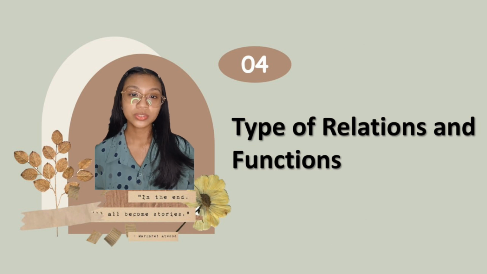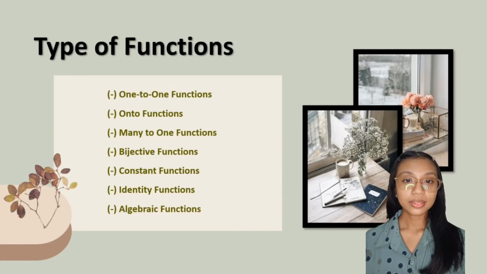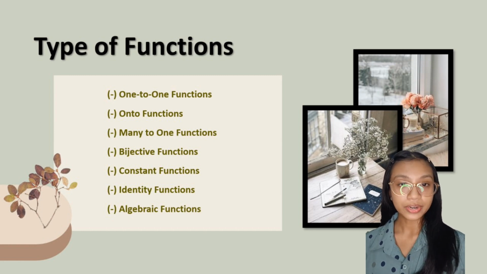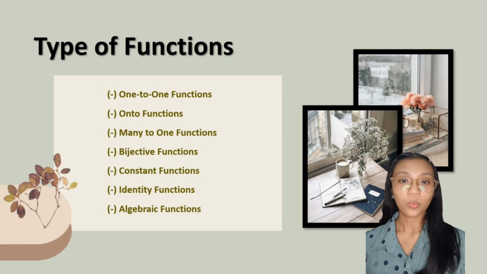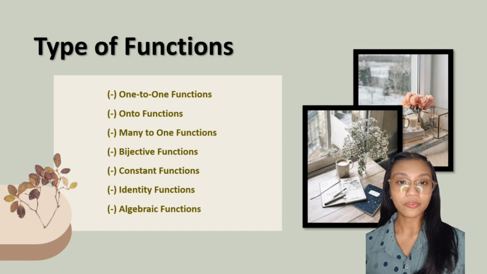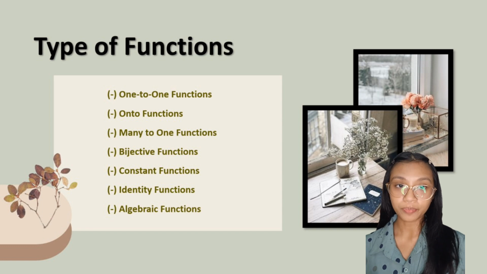Let us go through the list of types of relation and function given below. Types of function: given below is a list of different types of function. 1. One-to-one function. A function f: A → B is said to be one-to-one if each element of A is mapped to a distinct element of B.